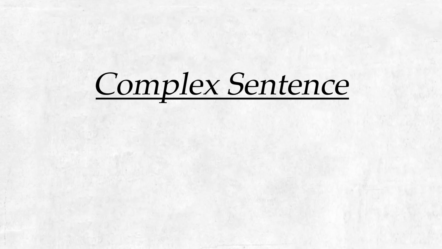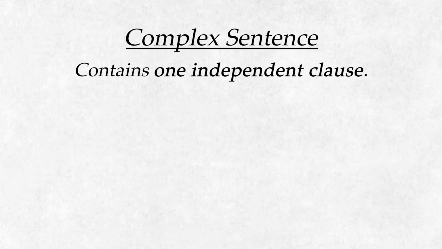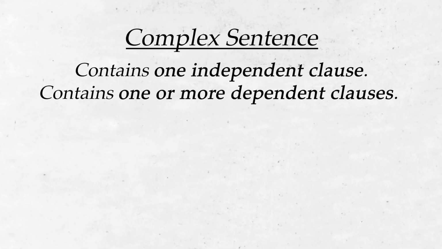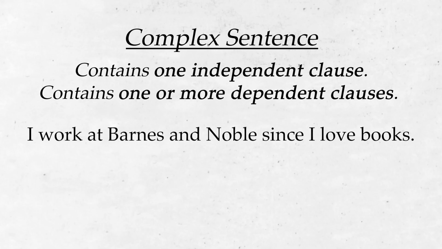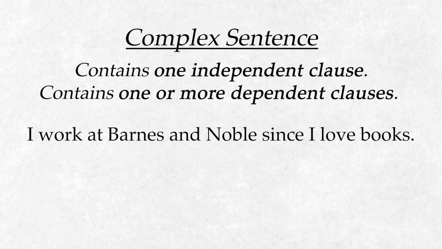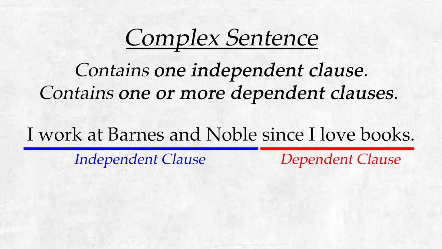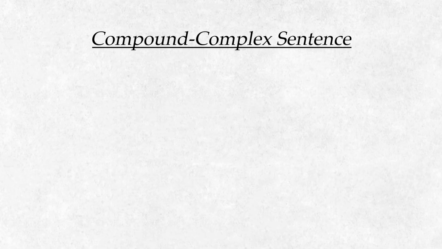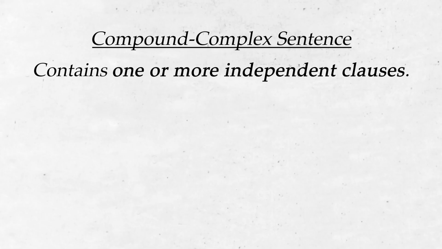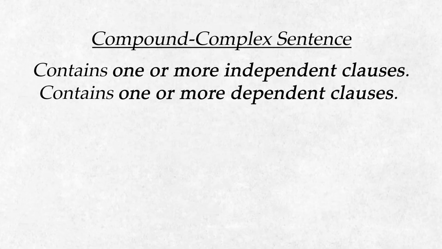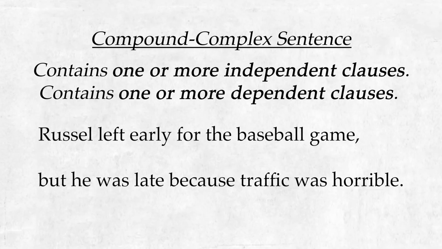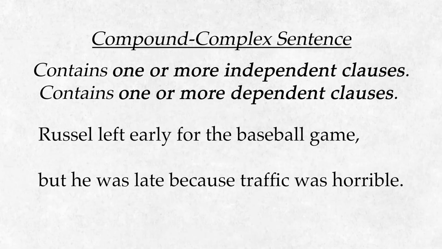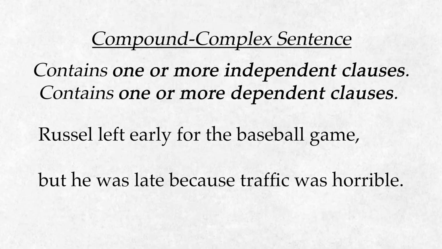A complex sentence contains an independent clause and 1 or more dependent clauses. I work at Barnes & Noble since I love books. A compound complex sentence contains more than 1 independent clause and at least 1 dependent clause. Russell left early for the baseball game, but he was late because traffic was horrible.